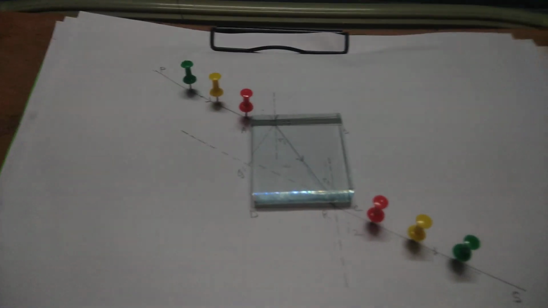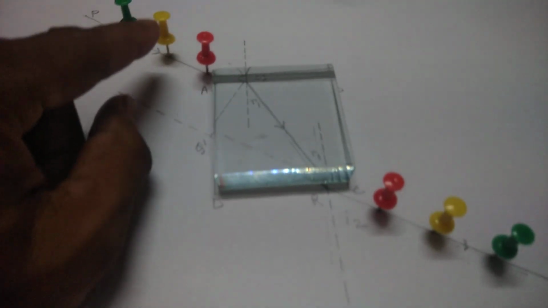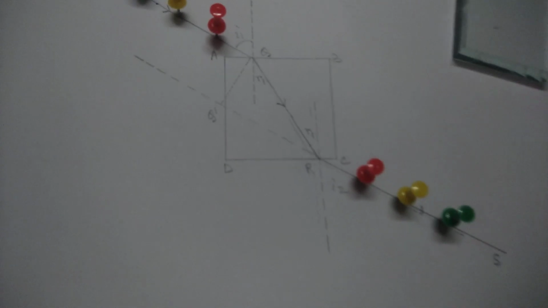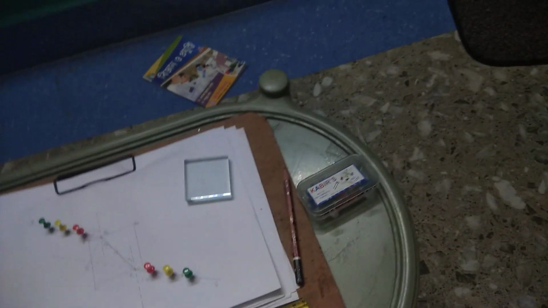Now if you remove this pin, here see, this is our glass slab. These are 3 pins, one is red, yellow and green. This is the incident ray, and this is the reflected ray, right? Now if you remove this slab, let us study what we get.